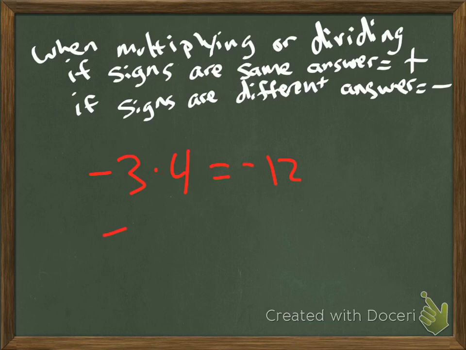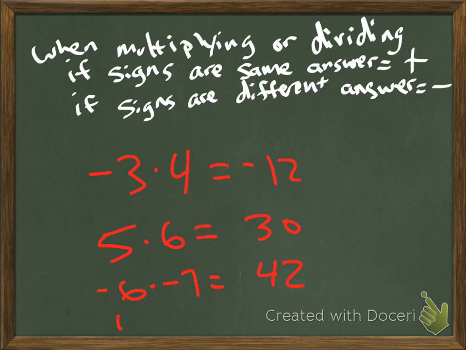Let's try another one. If I had 5 times 6, we all know that that's equal to 30. And then I might think about if my signs are the same or my signs are different. In this case, my signs are the same. They're both positive numbers, so I end up with positive 30. Let's look at my next one. If I have negative 6 times negative 7, well, negative 6 times negative 7 is equal to 42, and I notice that I have 2 negative signs there. My signs are the same. That means that my answer should remain a positive answer.